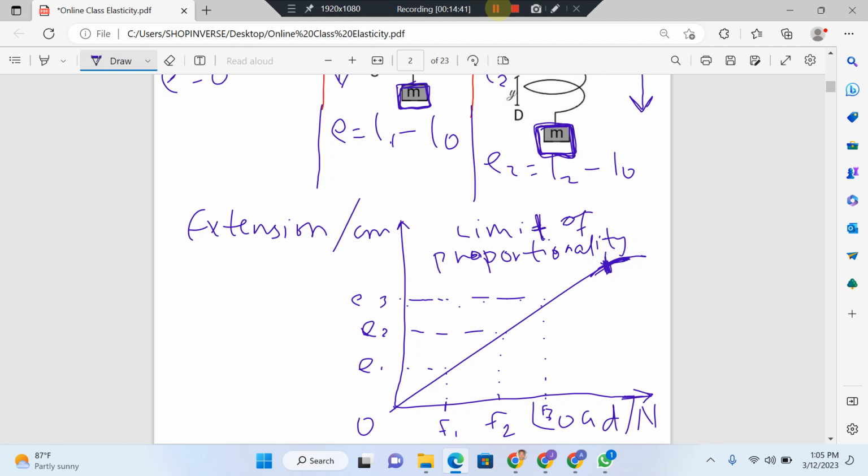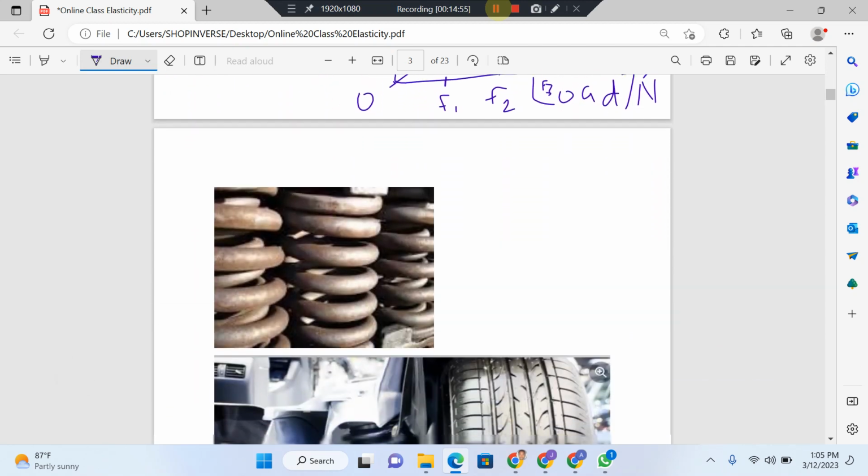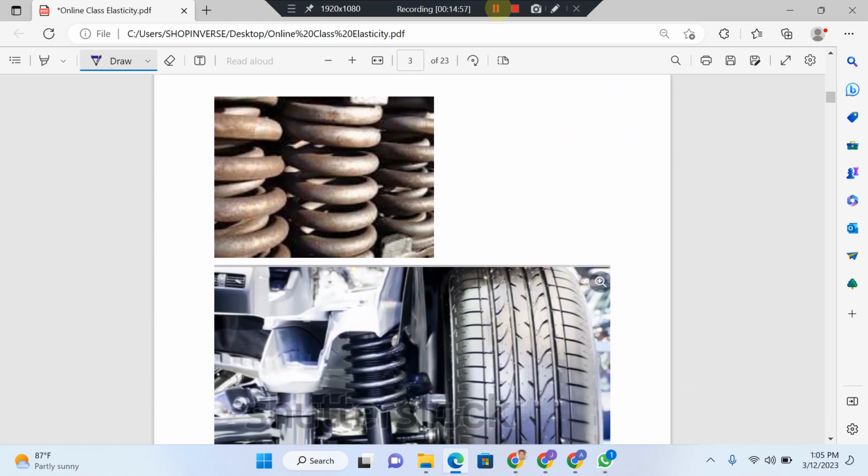If you stretch it beyond this point and you keep stretching, you get to a point which is the elastic limit. At the elastic limit, let's call it E. E is the elastic limit. At the elastic limit, the spring is no longer elastic. That means if you stretch it beyond that, it will just break.